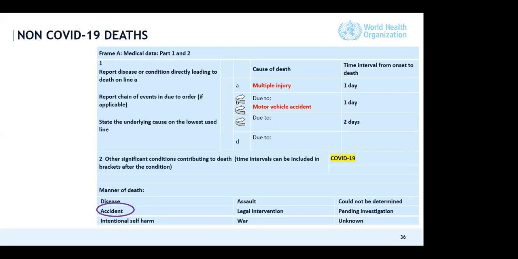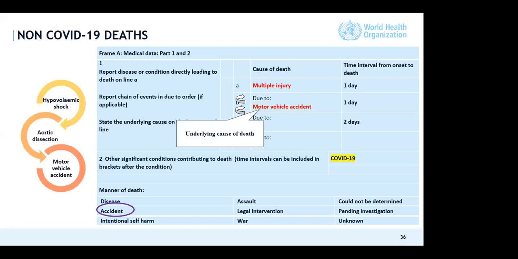So where there is COVID, you still report, even if the person was asymptomatic. We want to get that information. These are some of the rules that we put in place. Even if the person was asymptomatic, was healthy and everything, had multiple injuries, motor vehicle accident, COVID should still be recorded in part 2 of frame A. So in this case, it is not a COVID death.